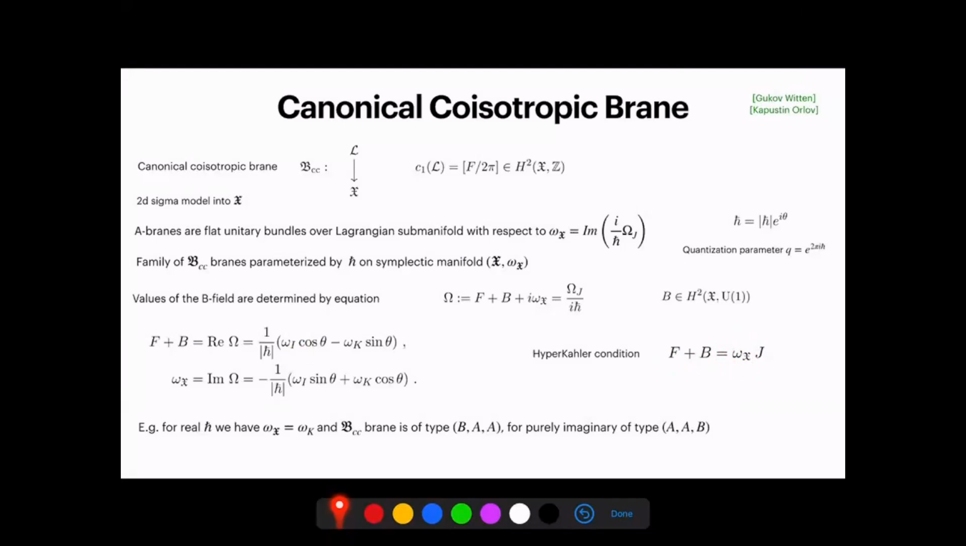Yes. How does tuning h bar relate to turning on this B field here?